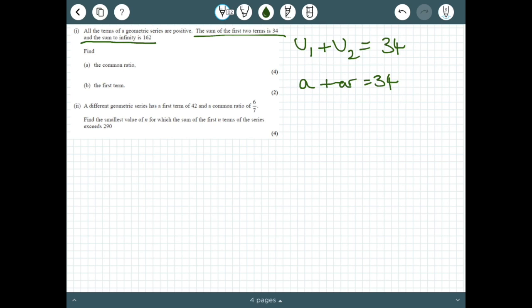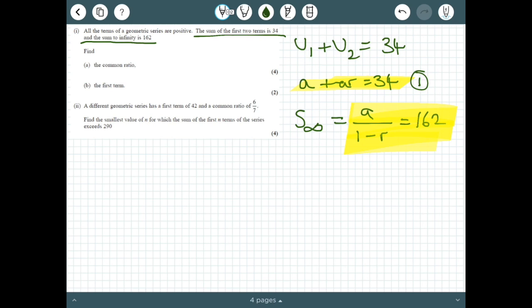And in your formula booklets, you'll see that the sum to infinity for a geometric sequence is given as a over 1 minus r, which we're told is 162. So if you take a look at this formula and this formula here, we have a simultaneous equation. So looking at this equation, let's call it equation 1. Let's rearrange it so we end up with a being the subject.